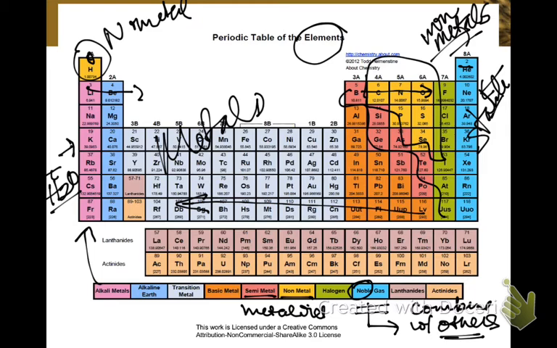And if you look on here, you'll notice that every single one of these elements, none of them have the same number. That's because this number is telling us how many protons are in every single one of these elements. And the number of protons tells us what element we have.